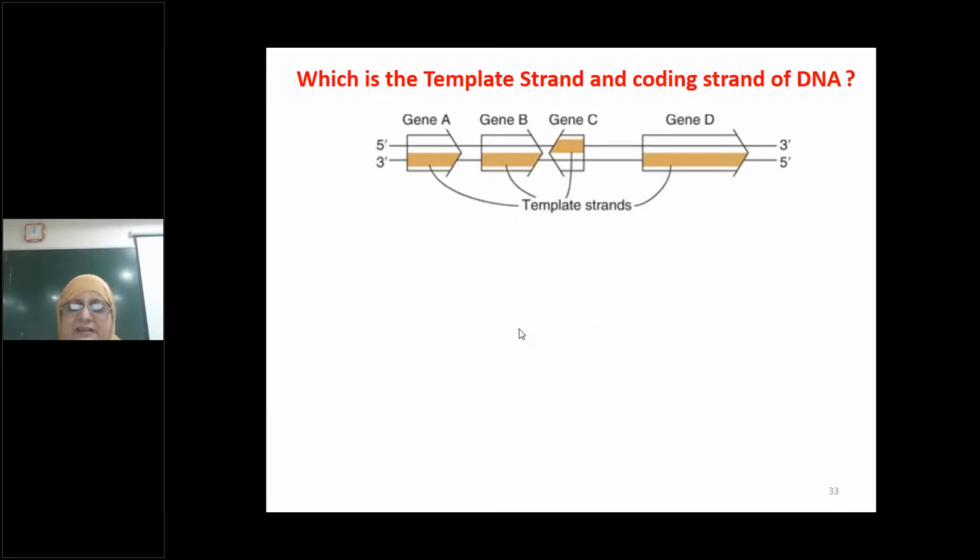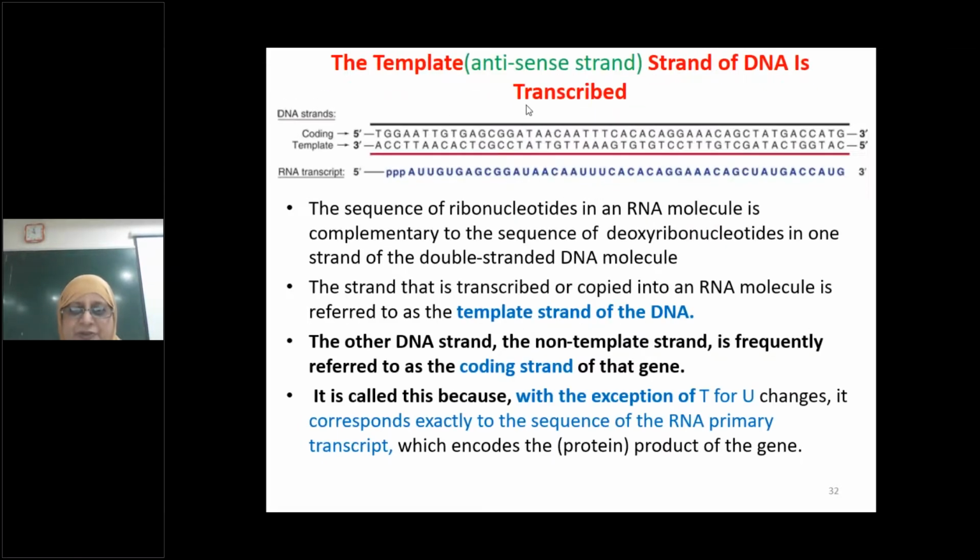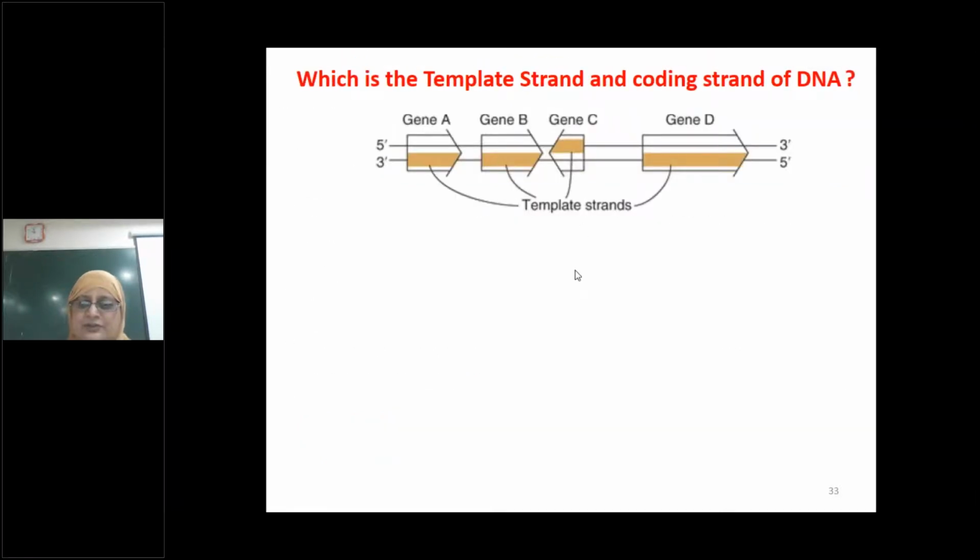Then which is the template strand? We said there are two strands. How can we know, from the double-stranded DNA, which is the coding strand and which is the template strand? Is it permanent, that one will always remain the coding strand or one will always remain the template strand? No, such is not the case, because you can see here is an example.